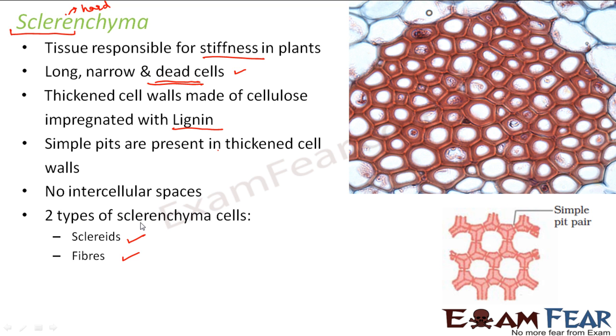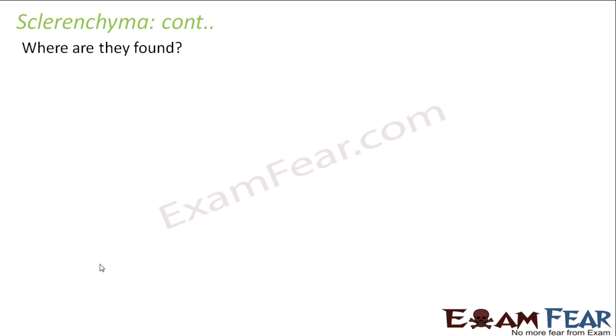The Sclerenchyma tissue is again made up of cells, right? It is made up of two types of cells. One is called sclereids and the other one is called fibers. These two kinds of cells make the Sclerenchyma tissue, right? I hope you are clear with what Sclerenchyma is. Now the question is, where are they found?